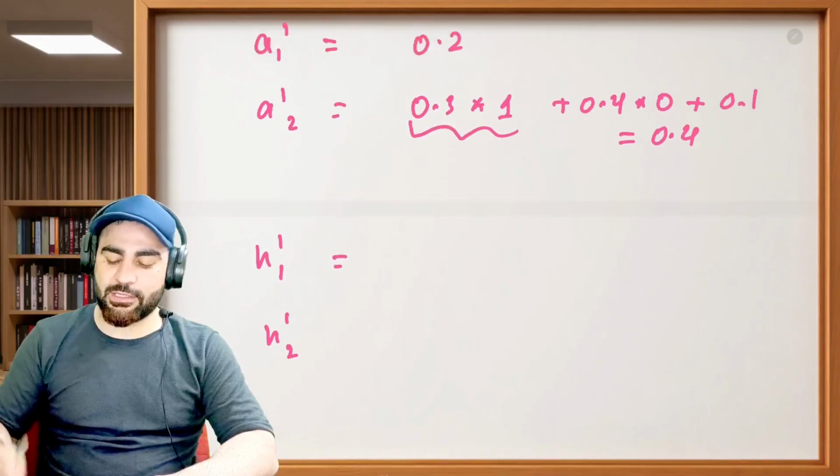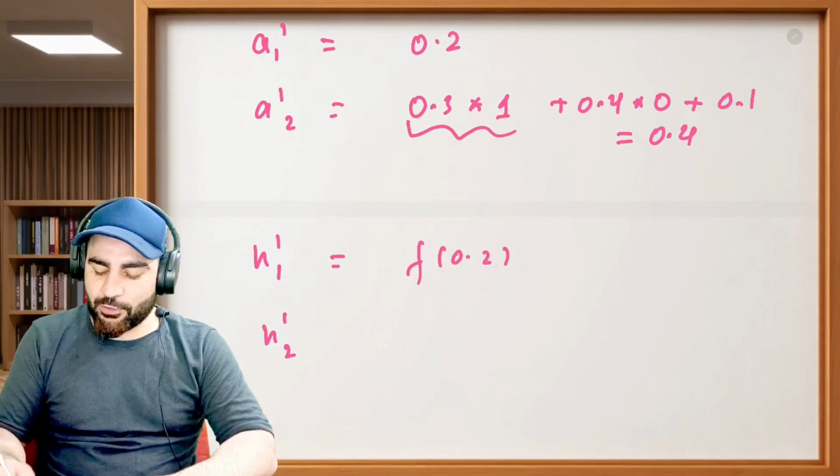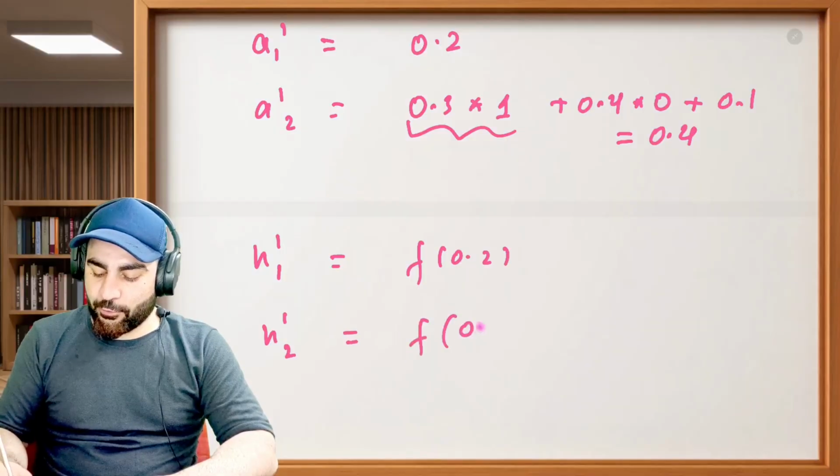Now we can compute h11, h12. How to compute this? Just apply the softmax. So after applying softmax on this, you can do that: softmax of 0.2 and softmax of 0.4.